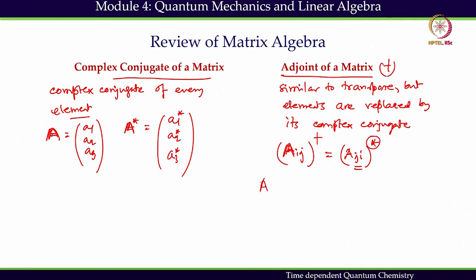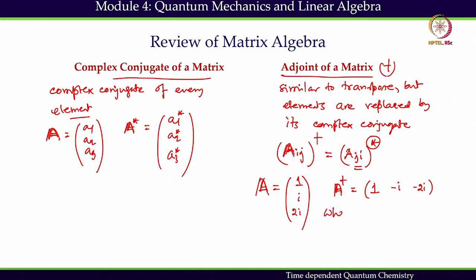So let's say I have a matrix like this, 1, i, 2i. The adjoint of that matrix would be, first of all we will change the row and column and then we will take the complex conjugate. 1 is real, so there is no difference. i would be minus i now, and 2i would be minus 2i.